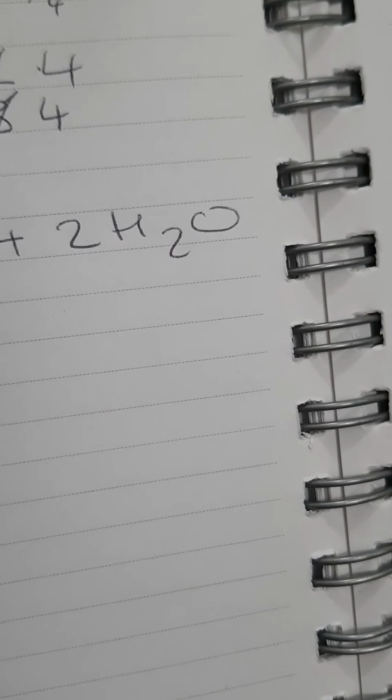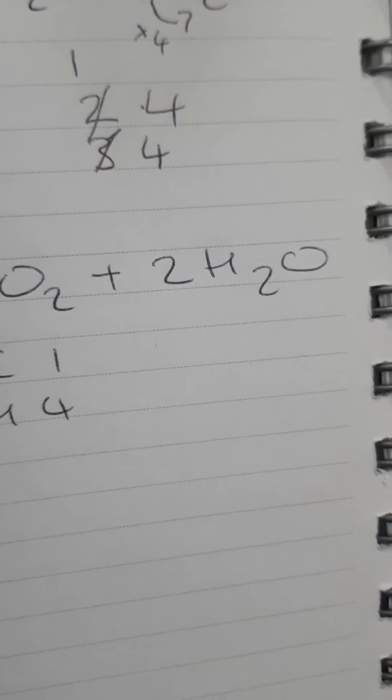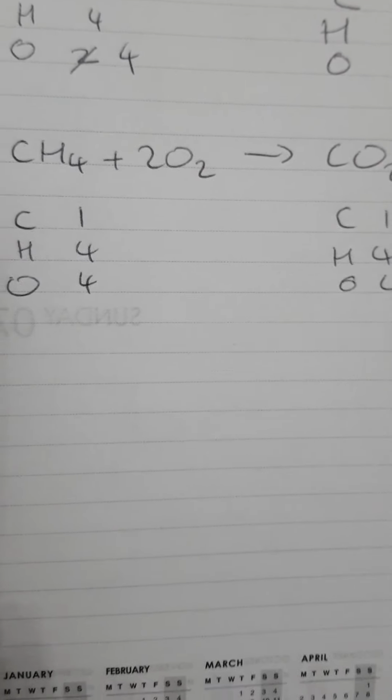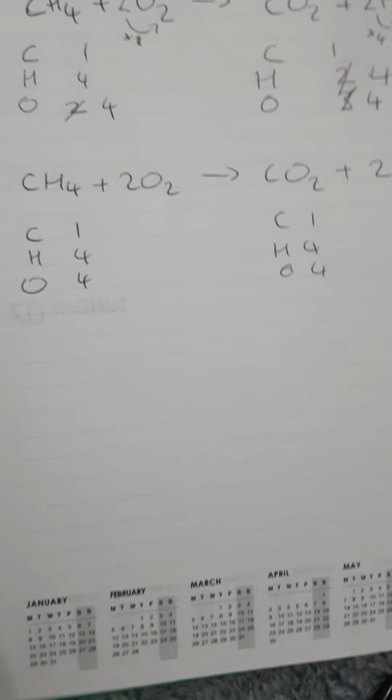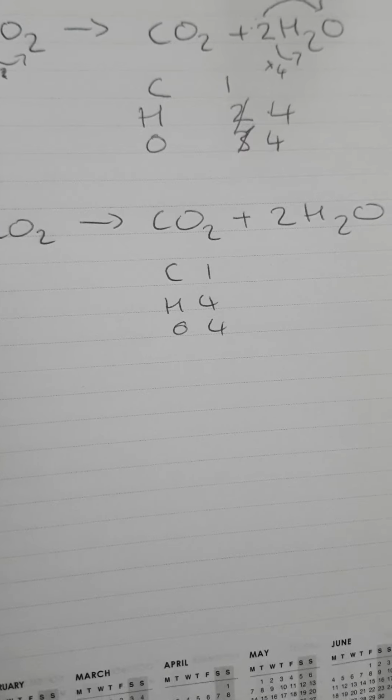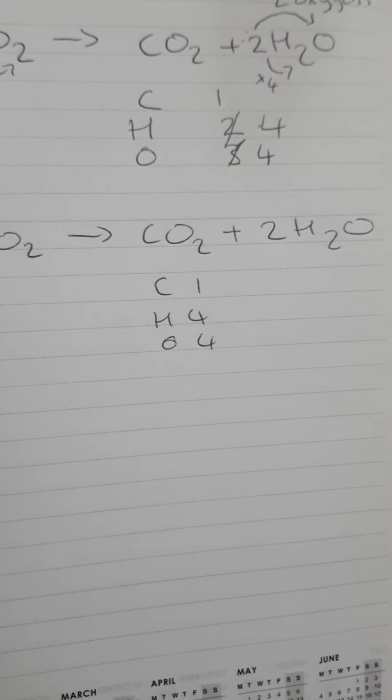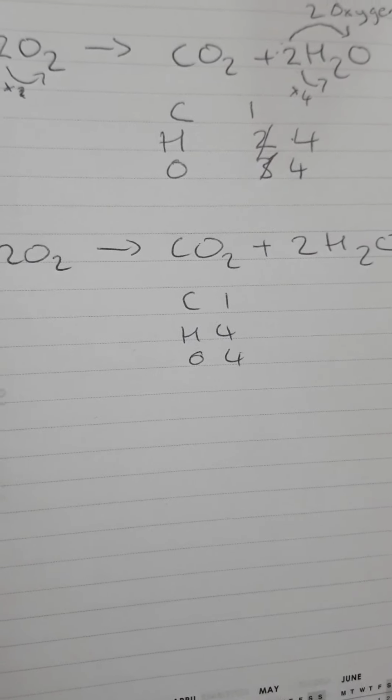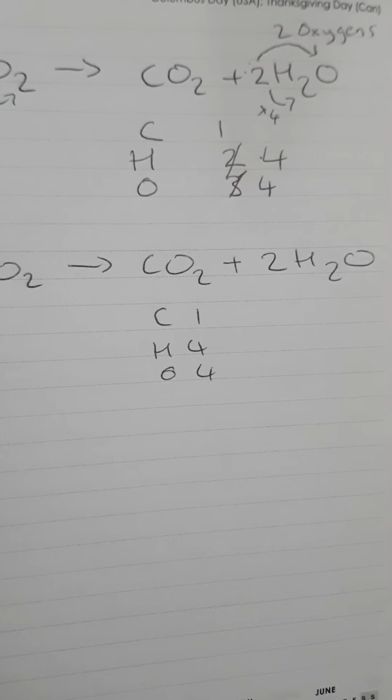So 2 oxygen in H2O plus the 2 oxygen in CO2 gives me 4 oxygens overall. So as you can see, this equation is now perfectly balanced. So CH4 plus 2O2 gives me CO2 plus 2 H2O. So this is just a quick demonstration of how to balance one equation. If I go on to my next slide now, let me try a different method here.